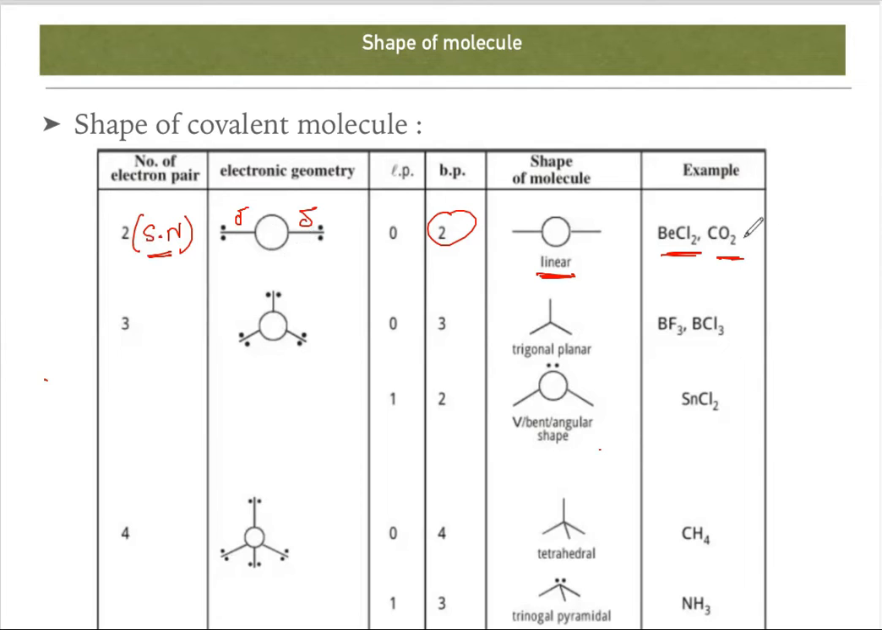So I think this is clear to you. If the question asks in the exam, you can write example is BeCl2 and CO2. Okay. Next, steric number is 3. So this is our steric number. So what are the possibilities of steric number 3?